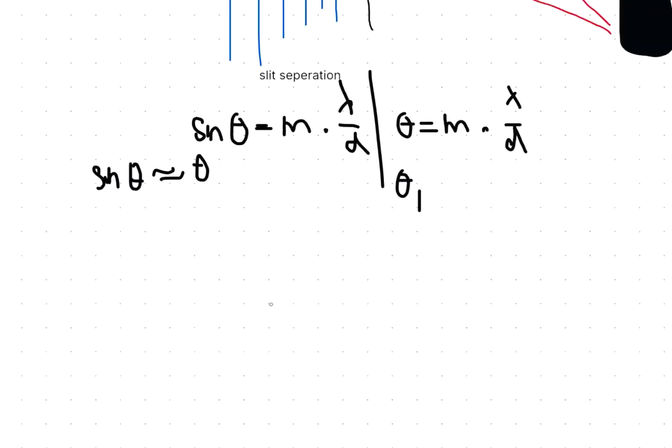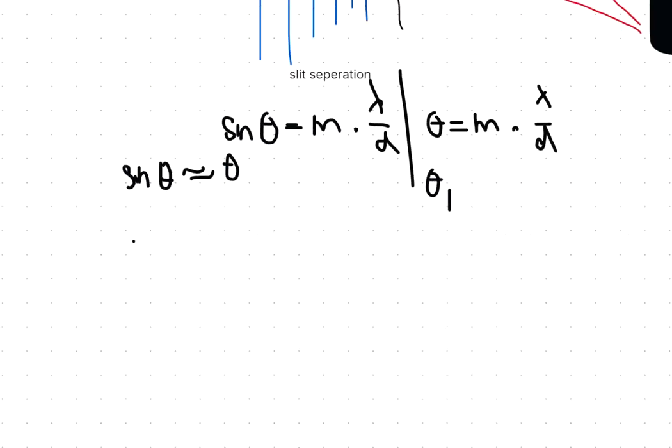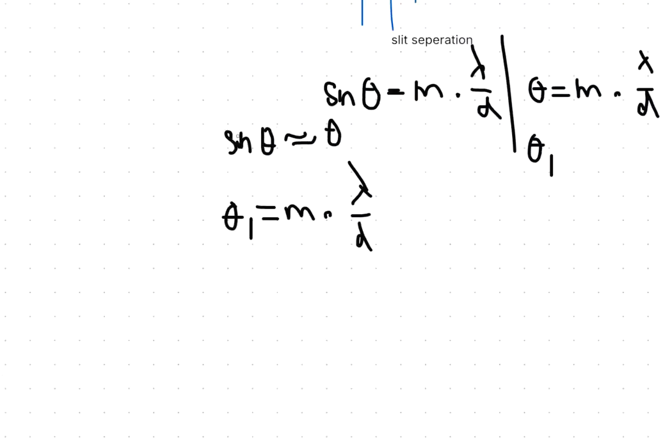So theta 1 is equal to m times lambda over d. Now let's write our new angle, we'll call it theta 2. In this new setup, we replace lambda with 2 lambda, and we replace d with 2d. So theta 2 is equal to m times 2 lambda over 2d.